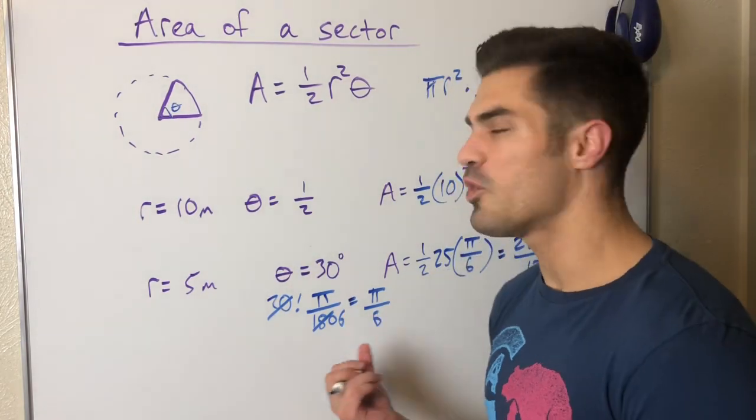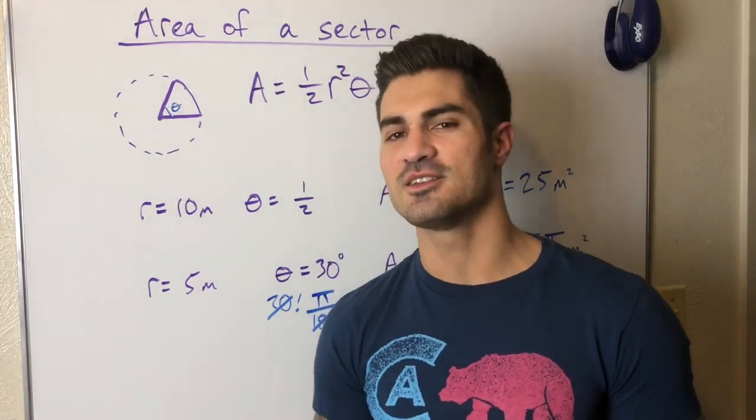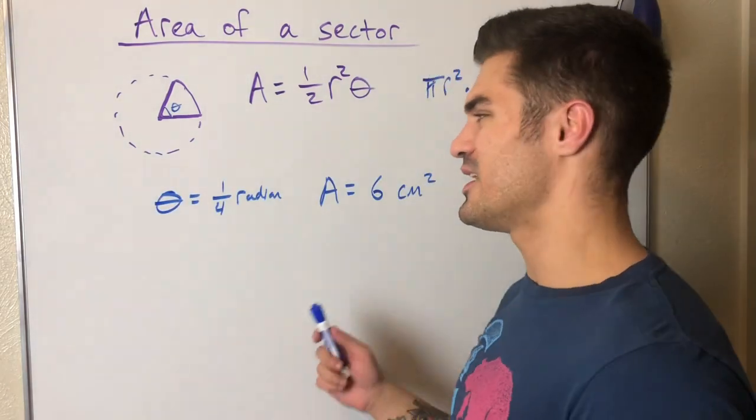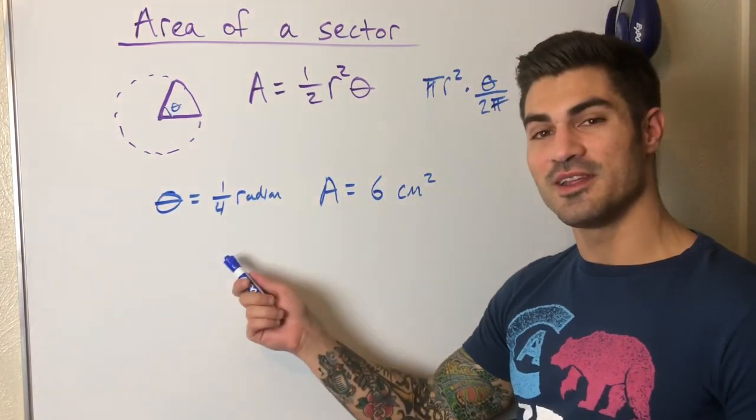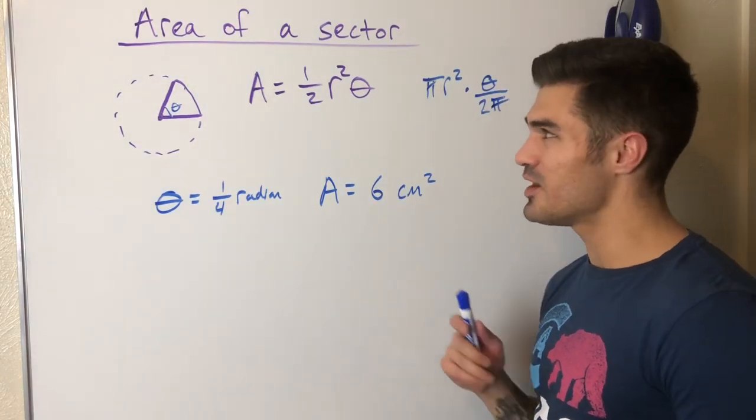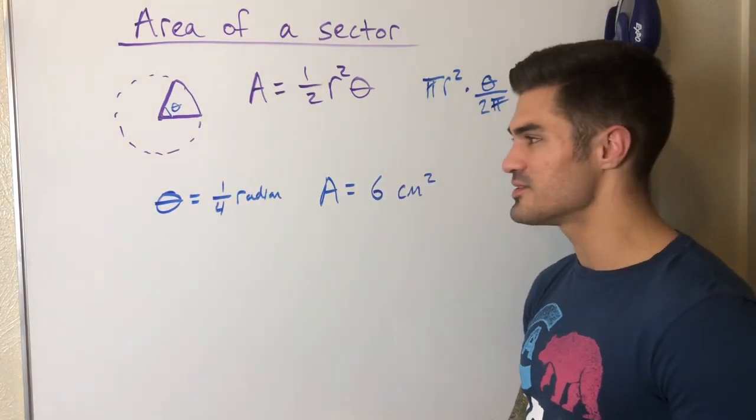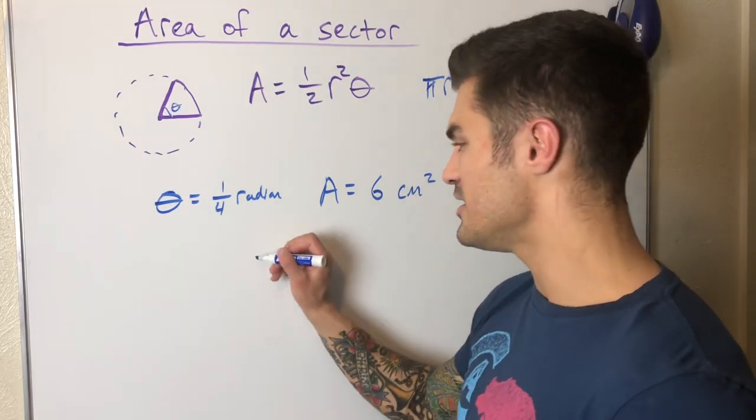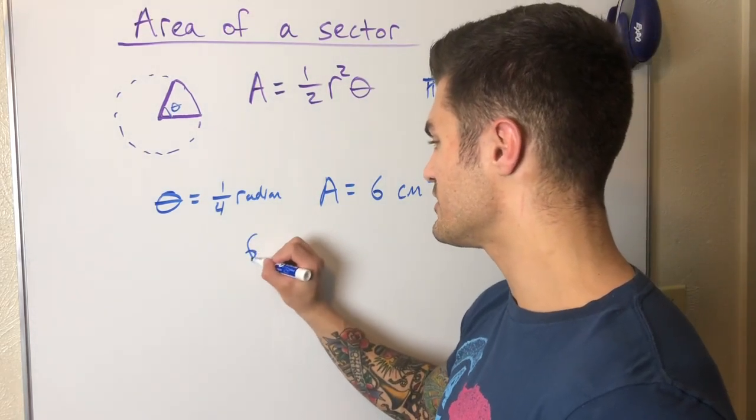So I'll give one more example where we solve for the radius. All right, let's finish up the video with this example. We are given theta in radians, no converting needed. It's pretty nice. Area, 6 centimeters squared. We are asked to find the radius. So I have all the information I need to find the radius. I just need to make sure I set this up correctly.